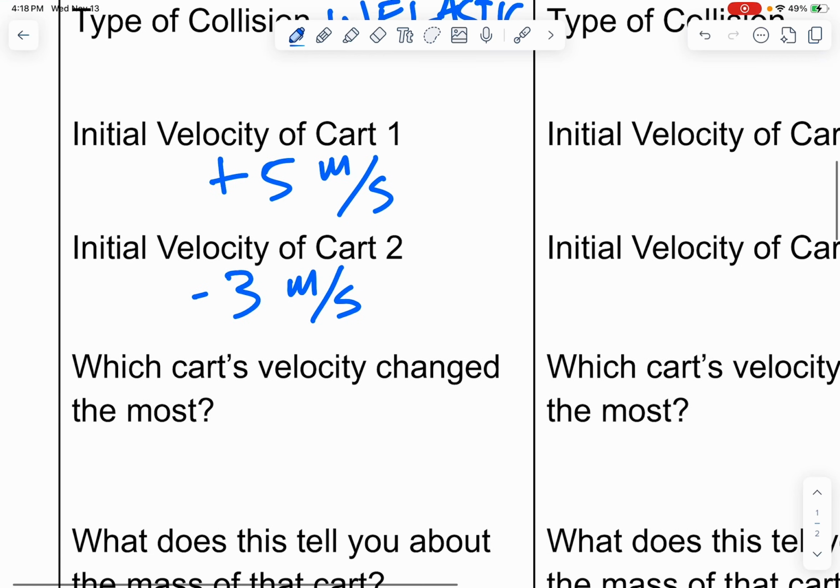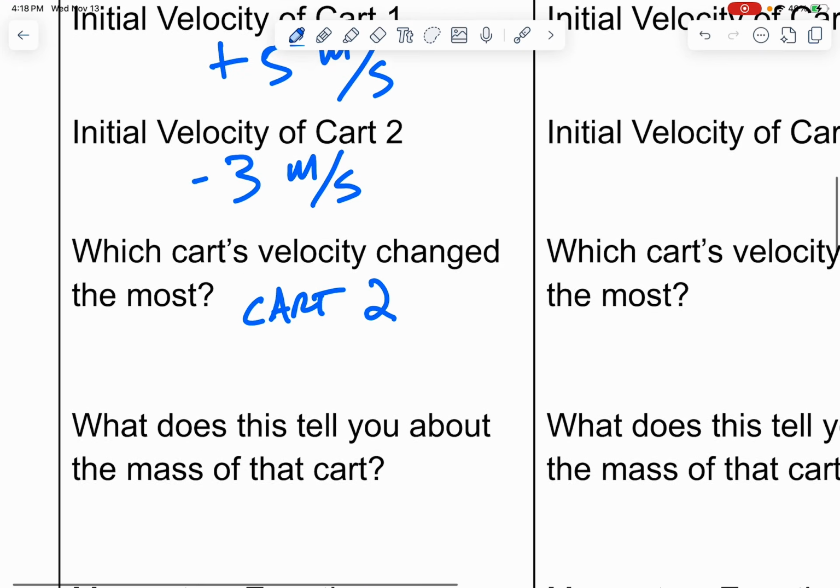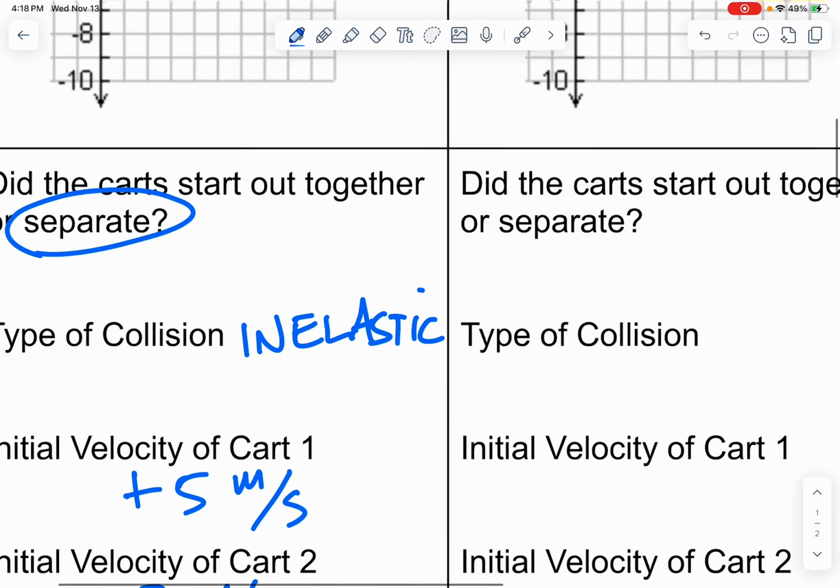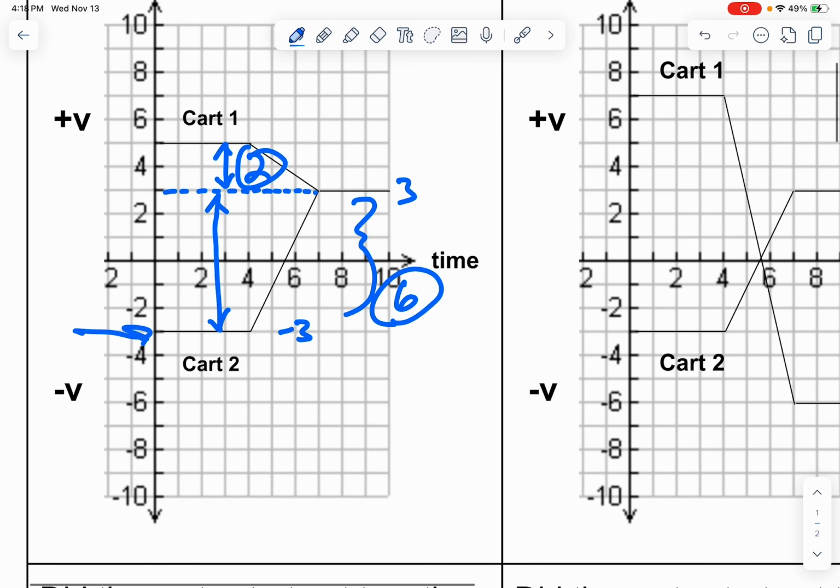So we could write that down, which changed the most. I would say cart number 2. And then it says, what does this tell you about the mass of the cart? If we have two objects and they hit each other going at different speeds, which one is going to bounce off the most? It's going to be the object that has the lighter mass. So I think cart 2 has the smaller mass, or you could just say it would be lighter, because its velocity changed the most.